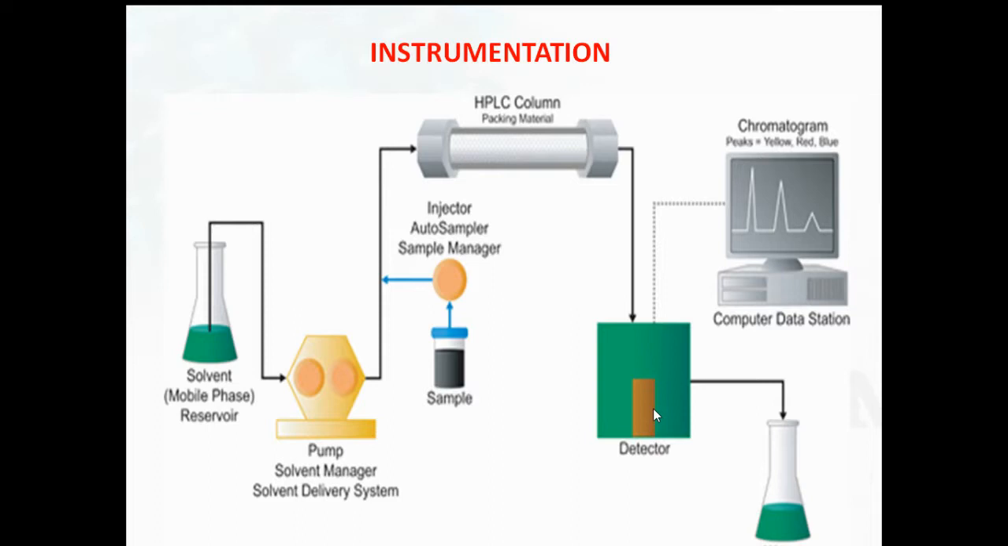This detector is in turn connected to the computer system, where from the graph you can find out how many components are present, and the amount of each component, directly from the graph. And the detector, on one side, is connected to the waste. This waste is whatever solvent is eluted out from the column, collected in a big separating funnel here, which can be recycled back. So this is the general instrumentation of HPLC. Then we'll see in detail how the HPLC works.